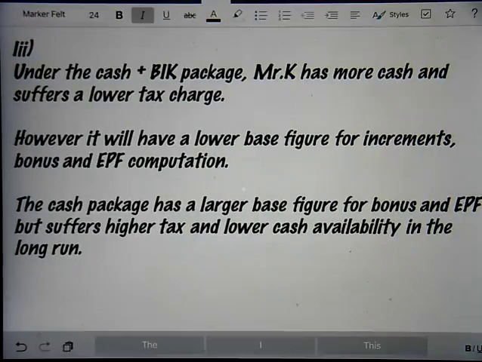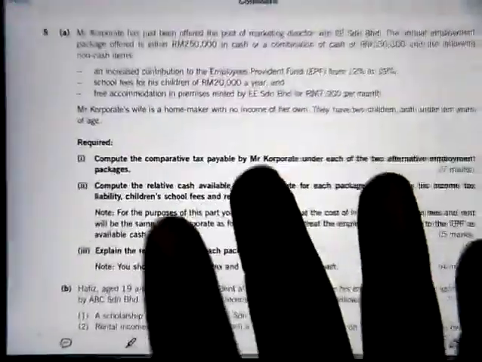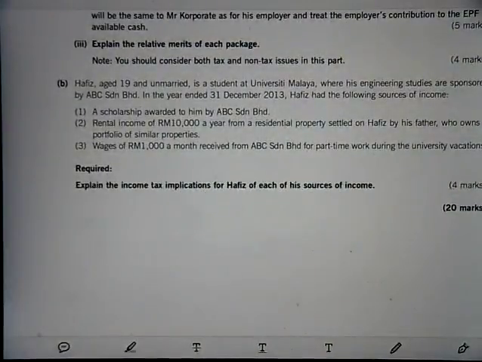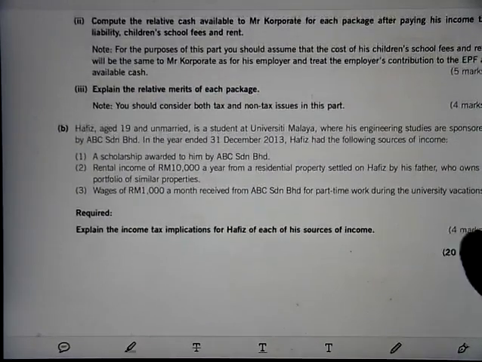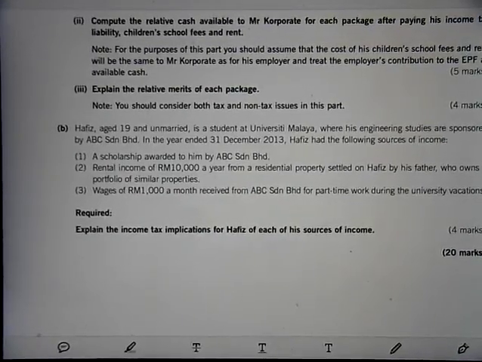Clear? Any questions? Follow? Okay, the next part of the question basically looks at Hafiz. Income tax implication on each source of income. Look at how many sources you got here. Identify sources. You got one, scholarship. Two, rental income, 10,000 from residential property settled by Hafiz's father who owns a portfolio of similar properties. Wages of 1,000 per month received from ABC for part-time work. Hafiz is 19, unmarried, a student at UM, engineering studies, sponsored by ABC.